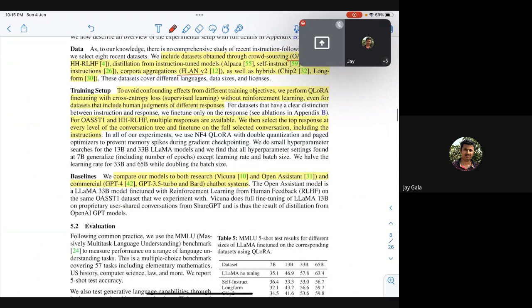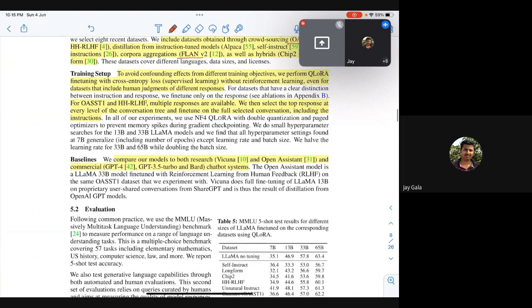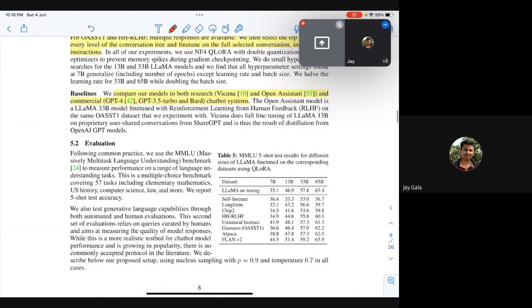And for certain datasets, there might be multiple responses. So what they do is they just select the top response at each entry level of the conversation tree and fine tune the model on the selected full conversations, and they include instructions as well. And in this case, for the chat applications, they compare models such as Vicuna, Open Assistant, GPT-4, GPT-3.5, and BARD.